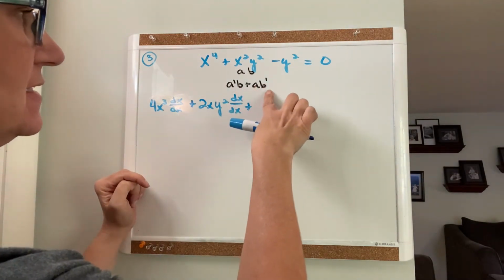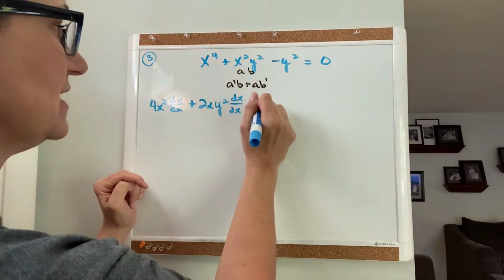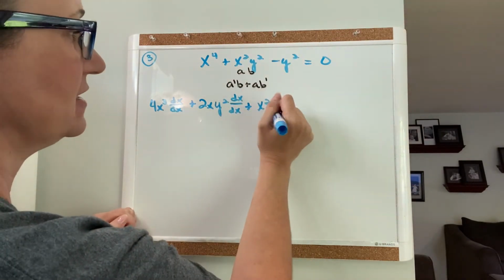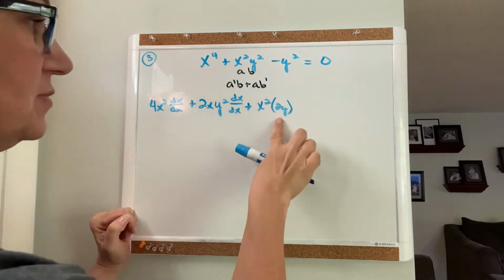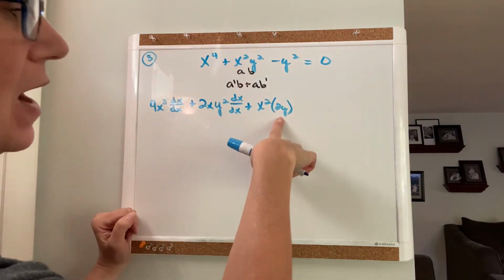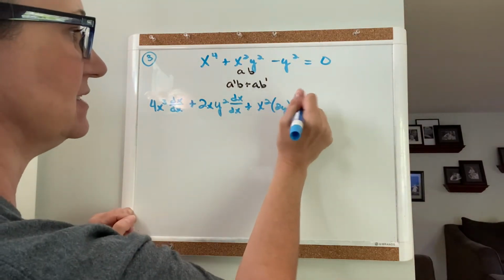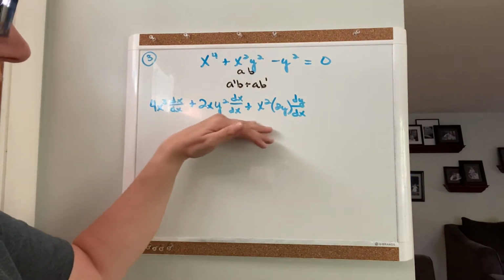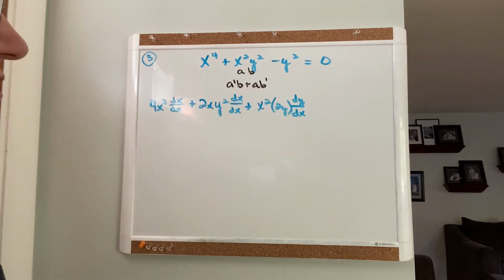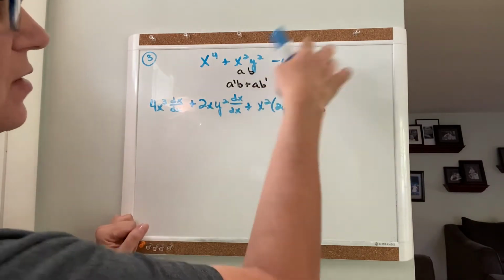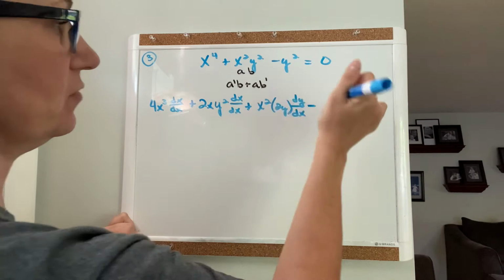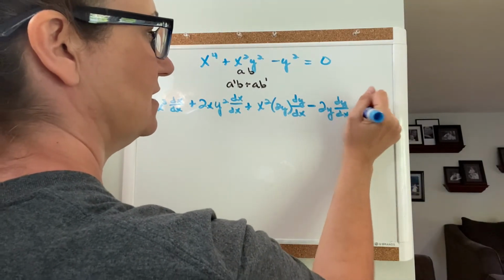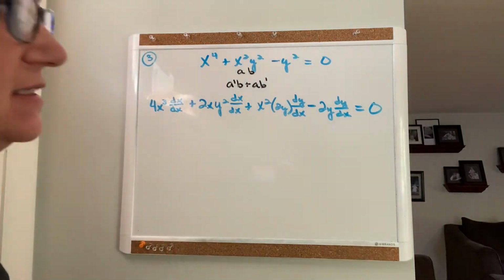Now I have to do A times B prime. So our A value is x squared, and the derivative of y squared is going to be 2y to the 1st, but we took the derivative of y with respect to x, so this term has dy dx. So this right here is just the derivative of x squared y squared. Keep going. Bring down your minus sign. The derivative of y squared is 2y dy dx. And the derivative of any constant is 0.